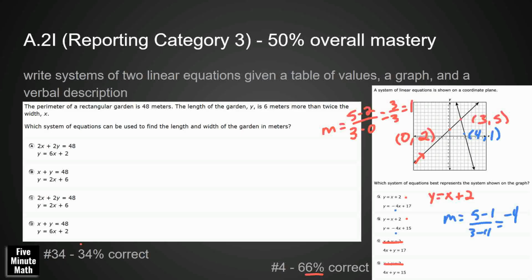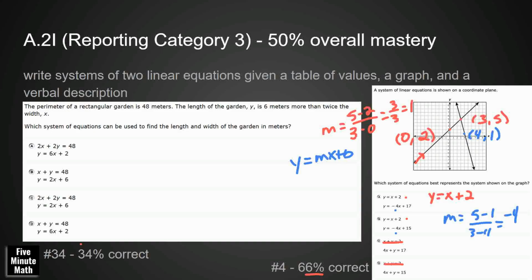That doesn't help me. I need to figure out the y-intercept. So what that means is I need to go ahead and plug a point back in. Let's just go ahead and plug this solution back in, right? So we need y equals mx plus b. I'll do that right here.